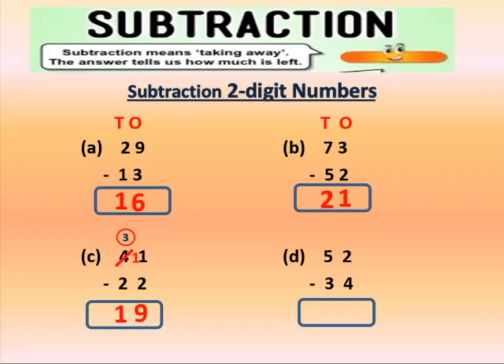In part D, we have to subtract 34 from 52. Again, first look at the ones column. In ones column, we have 2 and 4. We have to subtract 4 from 2. Is it possible? No. So what can I do? I will borrow from the tens column.